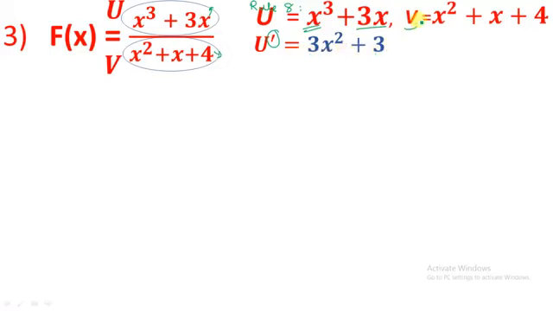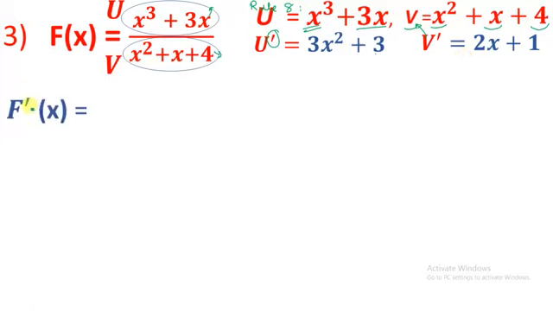Now we will find v prime, which is the derivative of v. What is the derivative of x squared? It is 2x. And the derivative of x, yes, it is 1. And the derivative of 4 is 0. So v prime equals 2x plus 1. Now I have u prime, v prime. I can apply the rule.